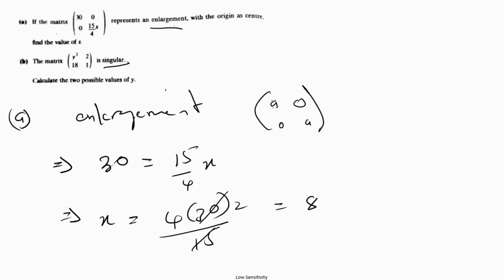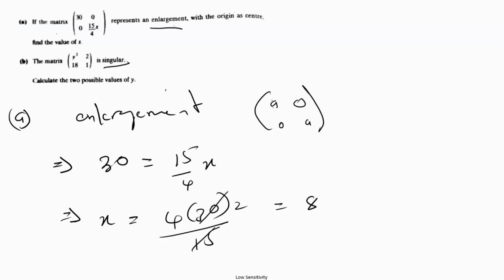We are told that the matrix y squared, 2, 18, 1 is singular, and we must calculate two possible values of y. All right, this is the second one. So we have this matrix: y squared, 2, 18, and 1, and we're told that this is singular.